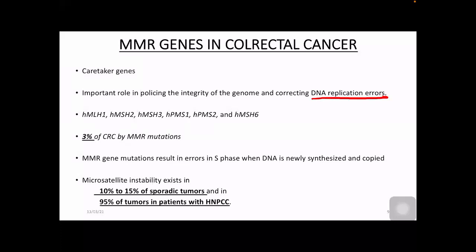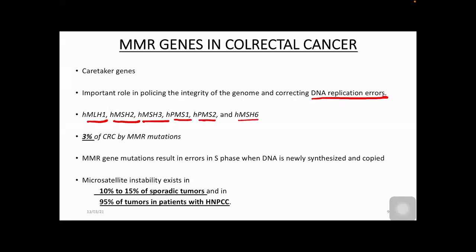So what are these genes? There are so many genes. There is MLH1, there is MSH2 or MSH3. All these three-letter genes along with one number, all which start with M and have M in their name, are MMR genes. So what percentage of colorectal cancer occurs by MMR mutation?